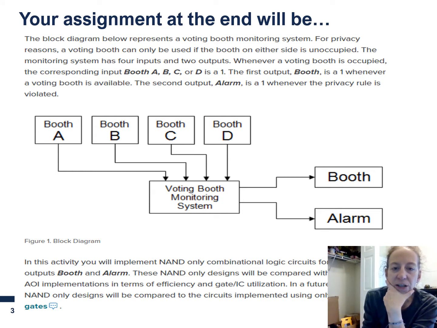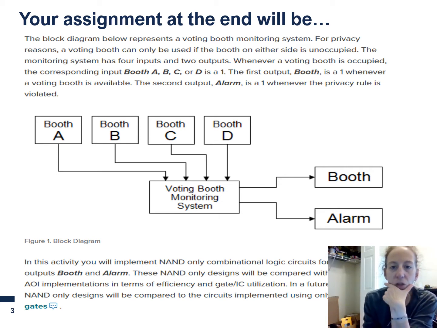So somebody comes in, they go to booth C. Booth C is going to output a 1. Okay, and so we're going to have like a 1 going in. So our input would be 0, 0, 1, 0. Now, if somebody else comes in while somebody's in booth C and they go to booth A, then the input would be 1, 0, 1, 0. If somebody comes in and goes to booth B, now we have 1, 1, 1, 0.